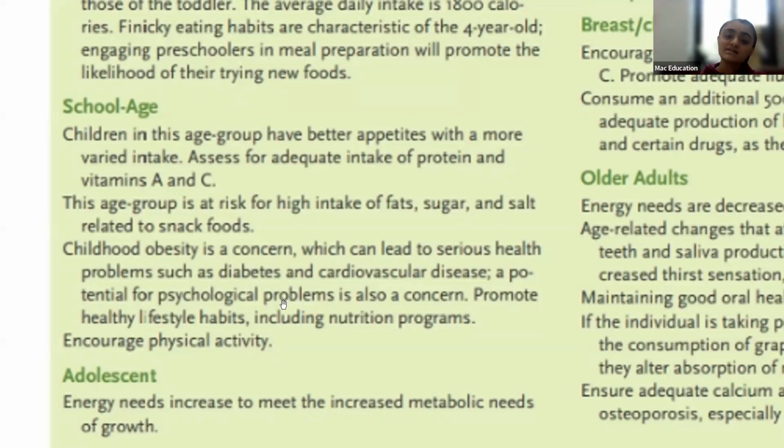Childhood obesity is a concern which leads to serious health problems such as diabetes and cardiovascular disease. A potential for psychological problems is also a concern. Promote healthy lifestyle habits including nutrition programs, encourage physical activity. Now the school age child's eating habits will get bad from now itself, so we will see childhood obesity.